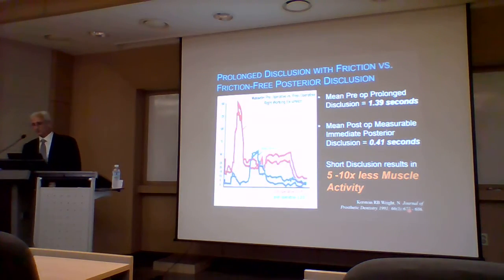In 1991, we did a paper on how this timing affects muscle activity. So we used EMG, a different EMG than today, and when a patient would make an excursion, they had back teeth in contact, the muscles would remain elevated above rest. And then when we would shorten the disclusion time to very small numbers, less than a half a second, that same set of muscles would function much lower, actually 10 times less muscle activity.